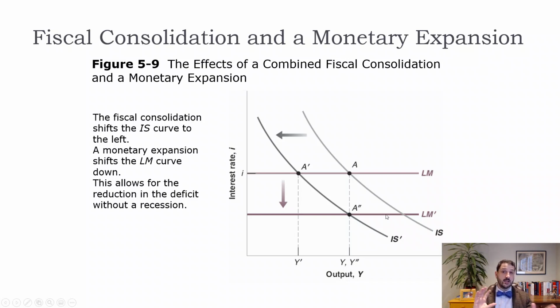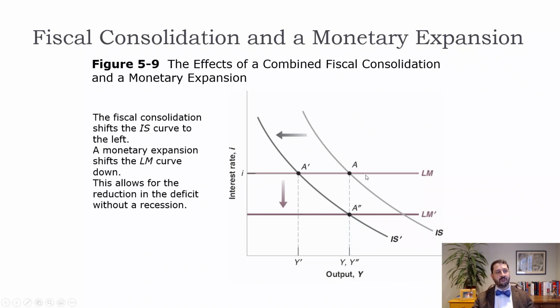And theoretically, if there's enough room for the LM curve to work, the LM curve can precisely offset what is happening with the IS curve, and we can end up here at A double prime, where interest rates are lower, but output is exactly the same. And so I think we can think about what was happening here. Let's just say government spending is lower and taxes stay exactly the same.